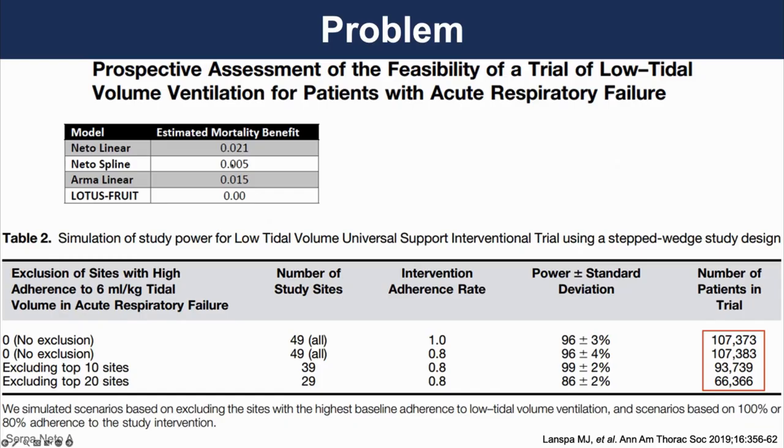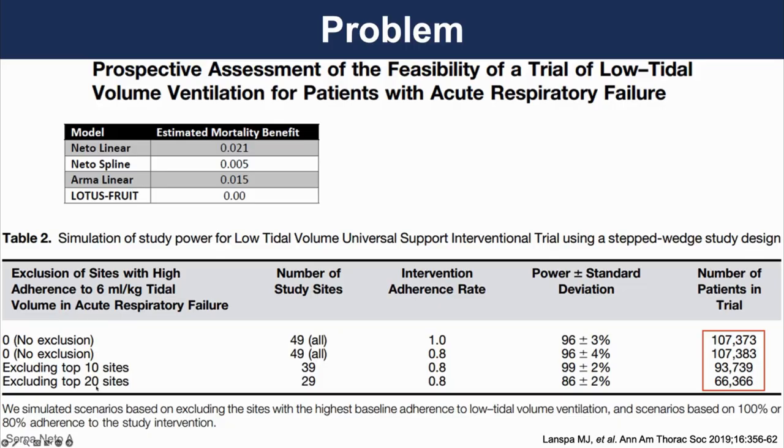So this is our study and our systematic review and meta-analysis reporting benefit with this strategy, the ARMA trial, and the LOTUS FRUIT pilot. So this is the estimated mortality benefit with low tidal volume. And as you can see, if we want to replicate this and do a study to investigate a potential benefit of this strategy, we will need to randomize more than 100,000 patients.